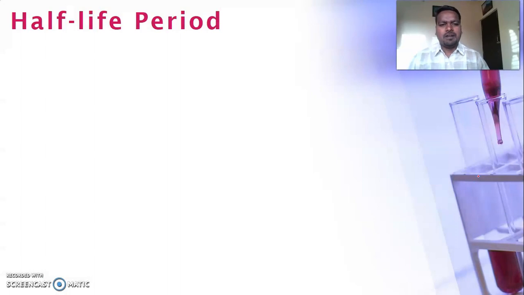Today, in this session, I am going to discuss the half-life period of various types of reactions. In the previous classes, we were discussing many concepts in chemical kinetics. We completed the integrated rate expression for second order reaction. Today I am going to discuss half-life period. The name itself indicates half-life.